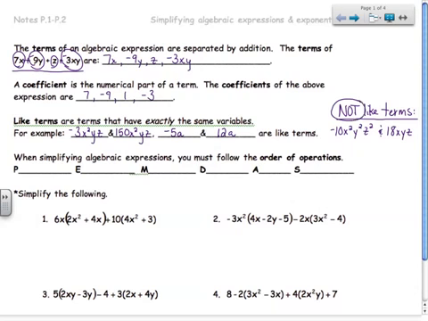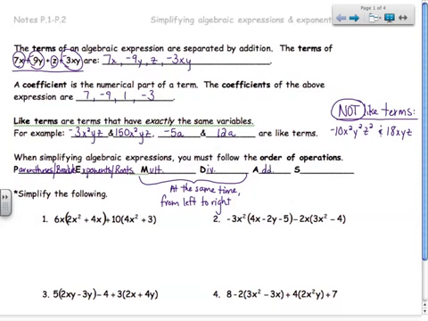When simplifying algebraic expressions, we still follow the order of operations. So when we fill these in, P stands for parentheses, or it can be brackets. E stands for exponents, which is also roots. M is multiplication. D is division. Now you do multiplication and division at the same time, from left to right, just like you're reading. You don't go through and do all the multiplications in a problem and then do all the divisions. Do them at the same time as you're moving from left to right.